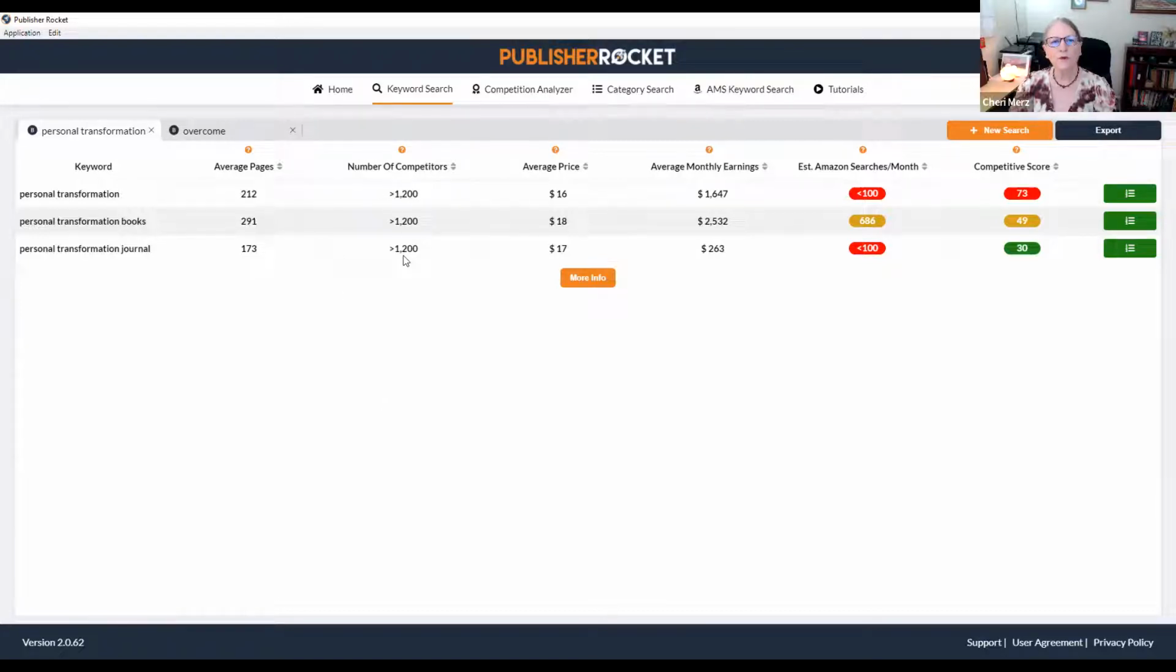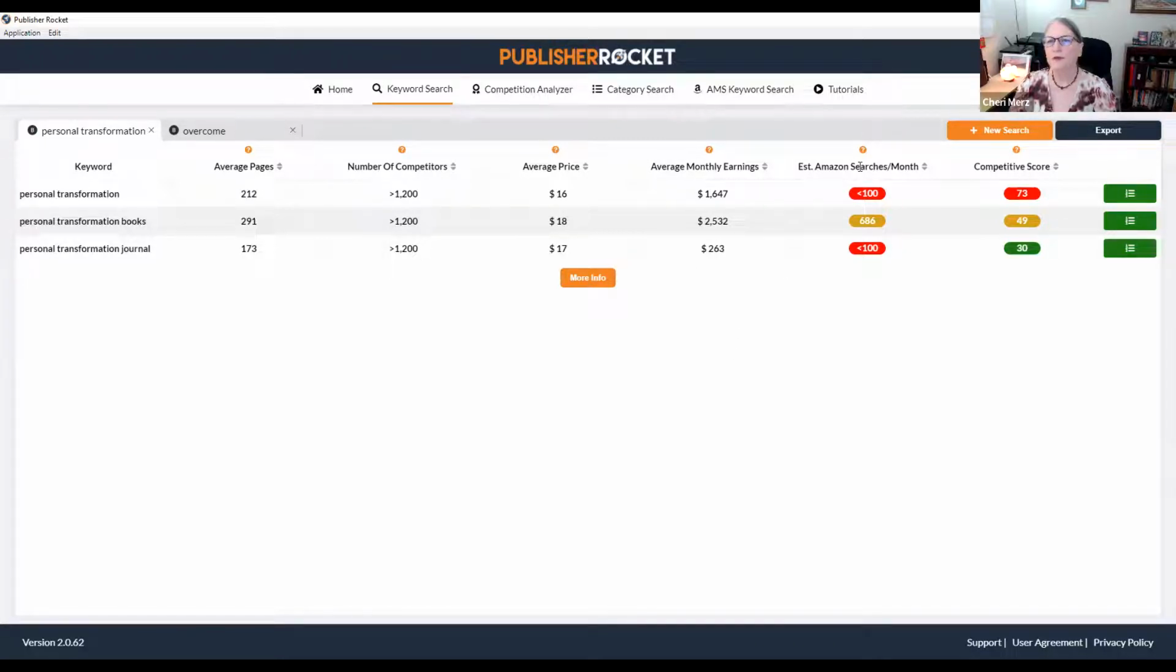This shows you the number of competitors greater than 1,200. That could mean 1,201, and it could mean 5,000. It's just greater than 1,200. Here's the average price of the book. The average monthly earnings for the keyword, not for the book. So you have to divide that by how many books there are.